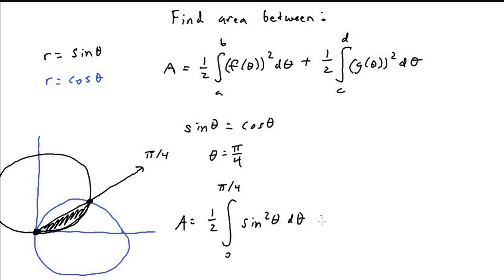And then we can add the graph for cosine of theta. So we get 1/2 times the integral of g of theta. So if g of theta is cosine theta, and square that, so we get cosine squared of theta. In order to find our bounds, for cosine theta, notice we're starting at pi over 4 and going to 90 degrees, or pi over 2.